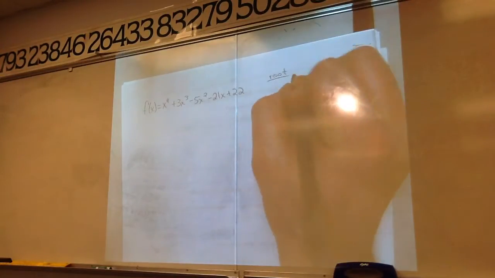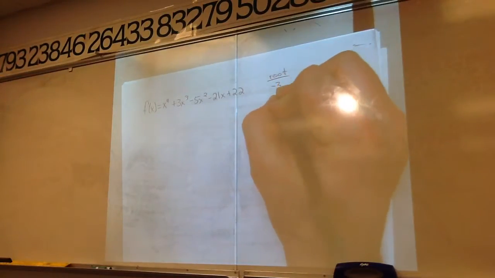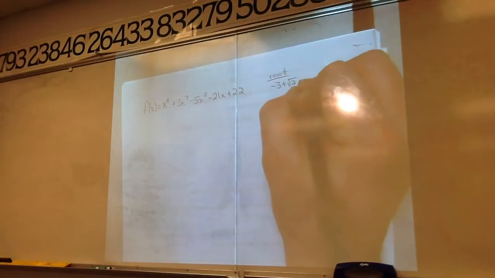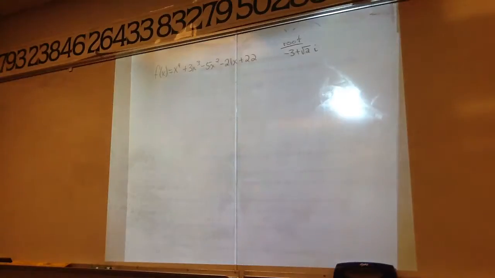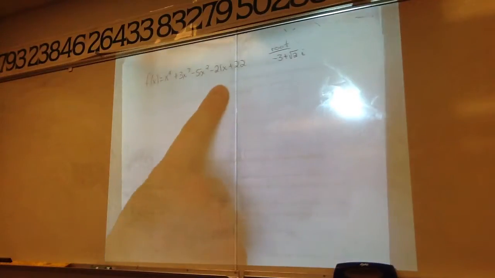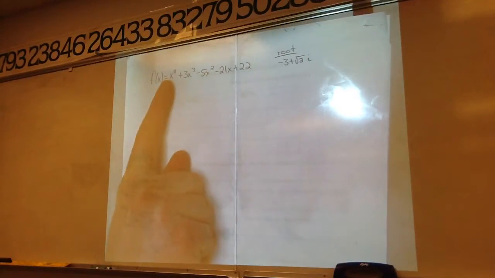One of the roots is negative 3 plus the square root of 2i. So you're going to give us one of the roots? On these ones, yes. Or I could just tell you to find them all yourself. This one actually isn't bad to find them all yourself, because look, it's a 1 in front.